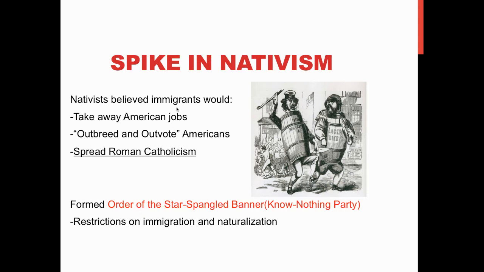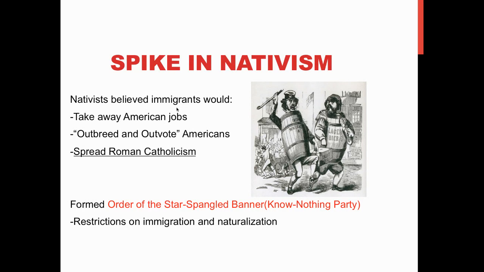Every time there are lots of immigrants, there is a spike in nativism. And our nativists, no matter what time period in United States history, are saying the same things. We want to limit immigration because immigrants are taking away American jobs. In this time and in other times, there's calls that they will outbreed and outvote Americans. And there is also a fear of Catholicism.